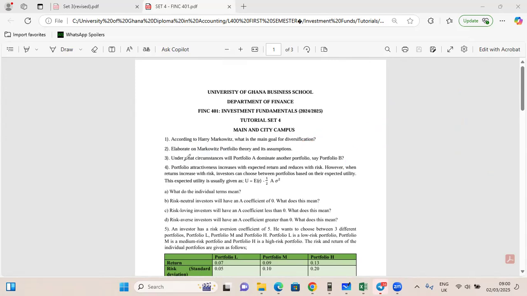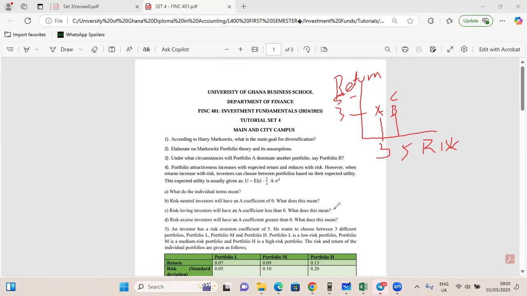So question 3: under what circumstance will portfolio A dominate portfolio B, right? If you can't remember anything here, you draw your frontier, risk, return, right? You bring your A, B, and C. So I use here to be 3, then here to be 5, here to be 3.